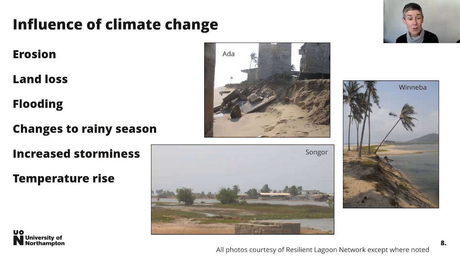Flooding is causing land loss. Flooding is also redistributing pollutants, redistributing sediments and polluted sediments. Changes to the rainy seasons are influencing habitats and also influencing fishing and agricultural practices, and in some ways are driving some of those unsustainable practices. So this compounds those challenges that I've mentioned.